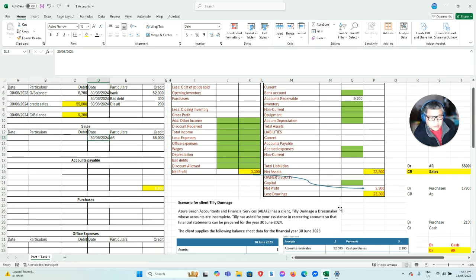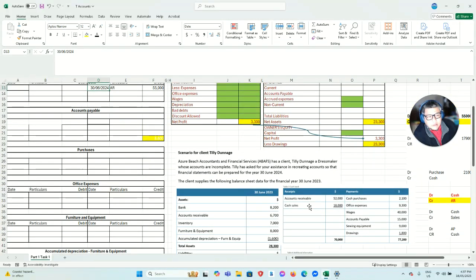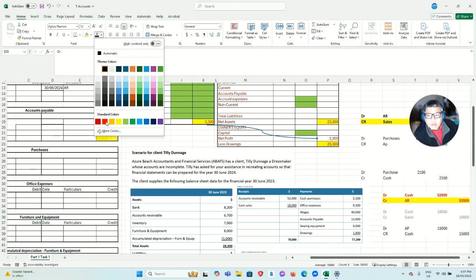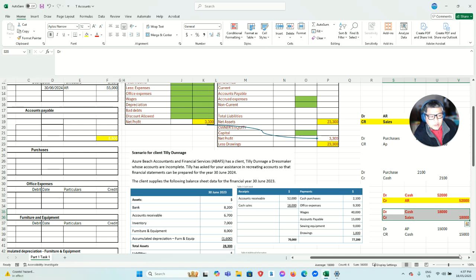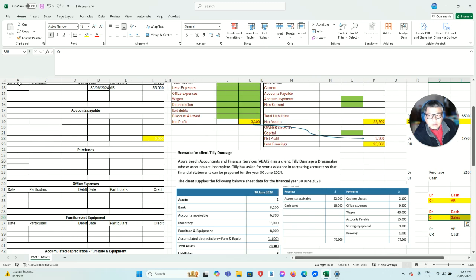Do you have other sales? Yes. If you look in here, cash sales. Sometimes we sell but we receive the cash. So behind the scenes, the journal is debit the cash, credit the sales revenue. 18,000 is this. So that means we need to carry forward, we need to put this amount into the sales. So on the credit side, 18,000.